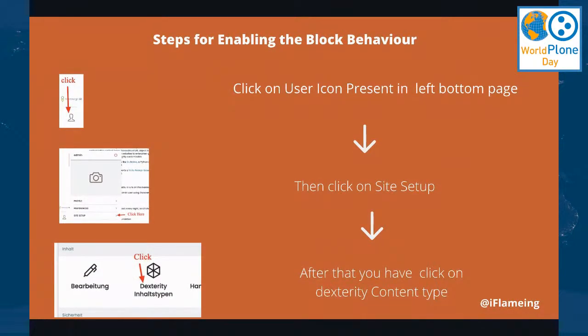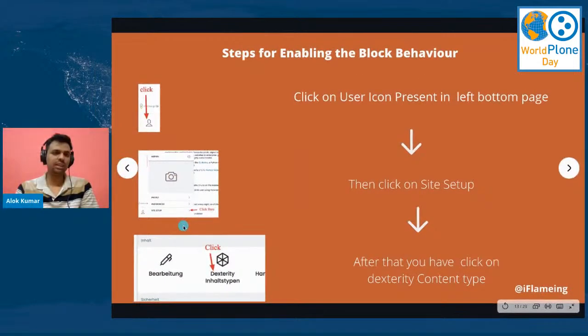So, steps for enabling the block behavior. If you go on the front page of Volto, on the left bottom, you'll see this user icon. You have to click on the user icon. Once you click on the user icon, a menu will appear like this one, and you have to click on the site setup. Once you click on the site setup, you'll see a control panel which contains a Dexterity content type, this type of icon, and it's written in German, Dexterity in Haspen.